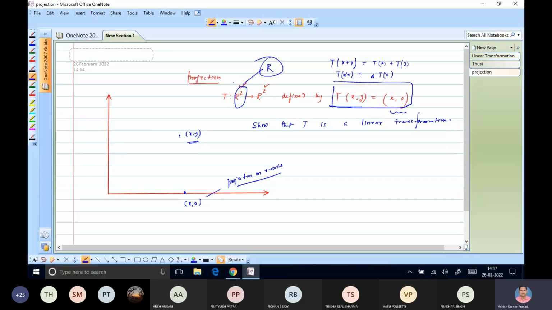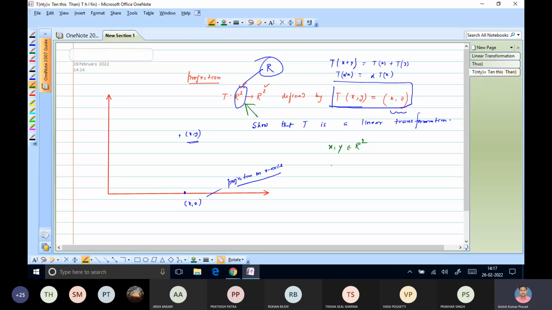So you have to take this if it is not given. If it is not given, you have to take this. So first of all, we take two members x and y from the domain. Domain is my R square.